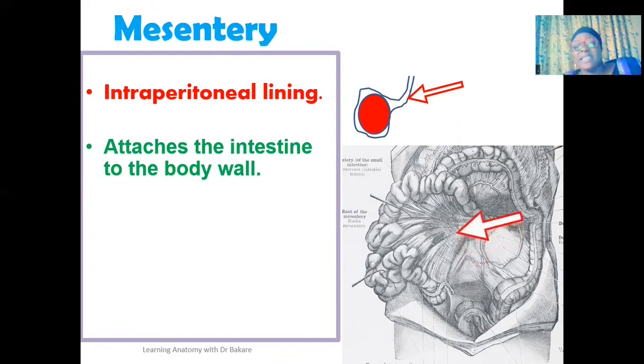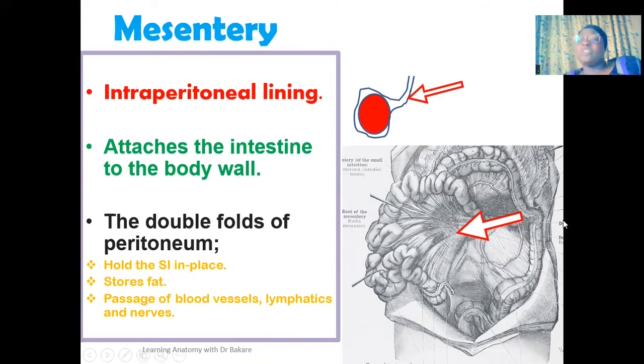And in this image down here, this is where we have the mesentery. You can see the mesentery emerging after covering the entire surface of the jejunum and the ileum. You now see it connecting to the posterior abdominal wall. So it is through this mesentery that is arrowed in white that the jejunum and the ileum are also connected to the posterior abdominal wall.